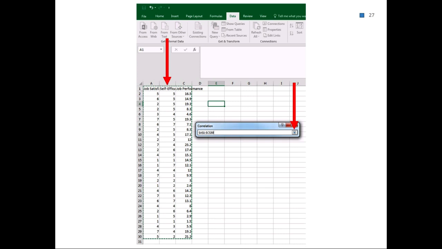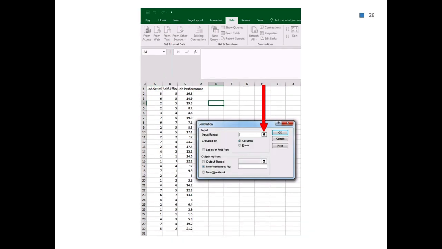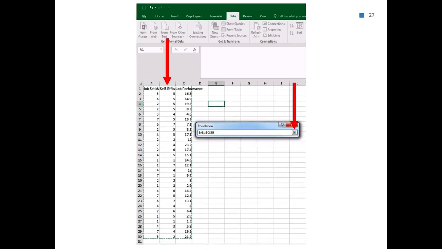So the first thing we should do is, sorry, I clicked too fast. So the first thing we should do on this window that pops up, like usual, is tell it where our data is located. We need to tell it our input range. So we click on that highlighted button, and then we highlight all of our data.